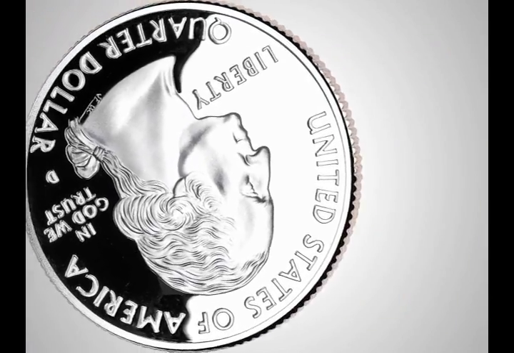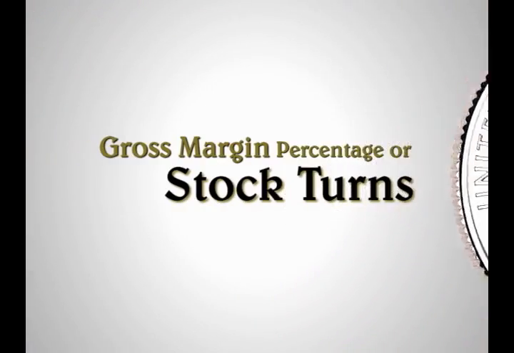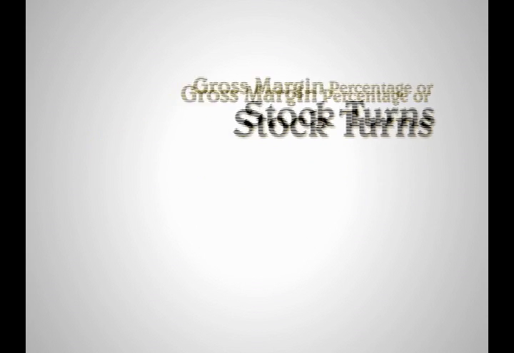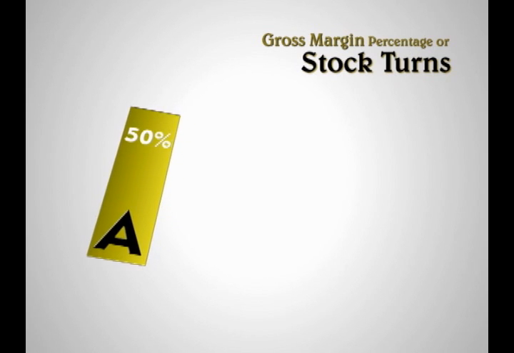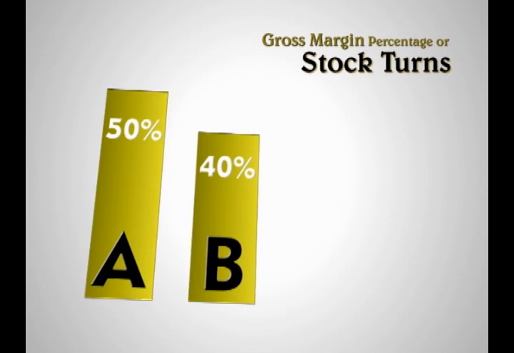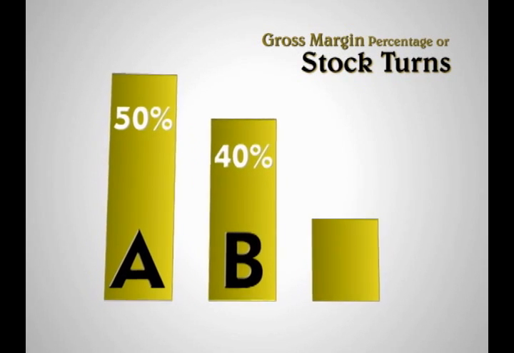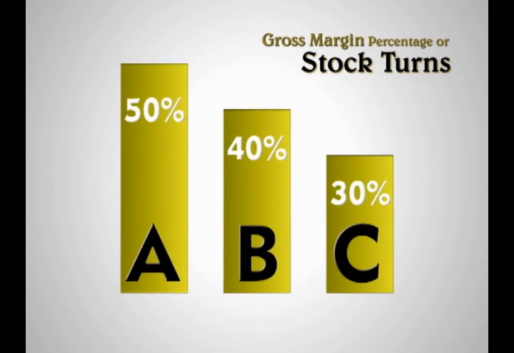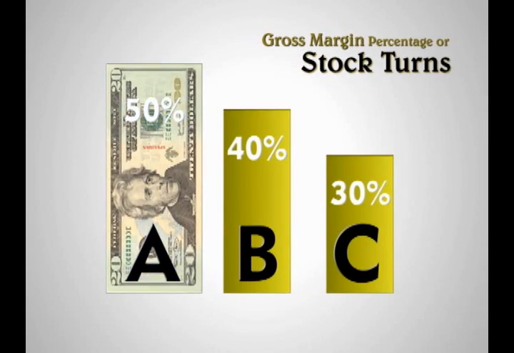Okay, we've discussed at some length the key elements of gross margin versus turns, which raises the question: which is more important, the gross margin percentage or stock turns? We have 3 items, item A, B, and C. The gross margin percentage for item A is 50%. The gross margin for item B is 40%. The gross margin for item C is 30%. Item A looks more profitable, is it?